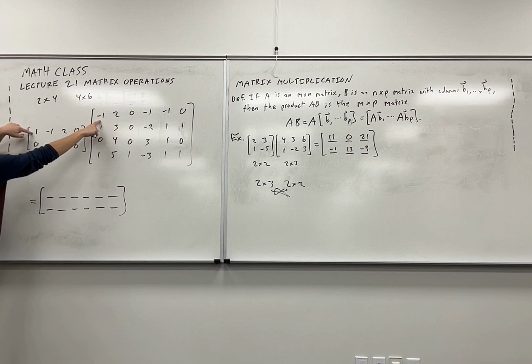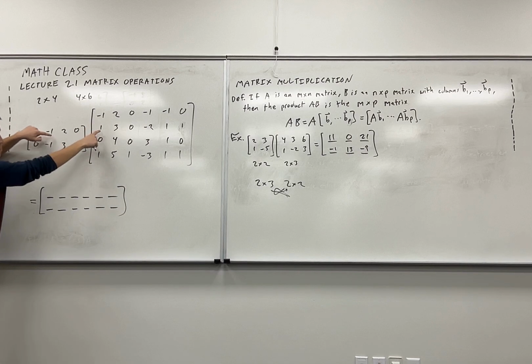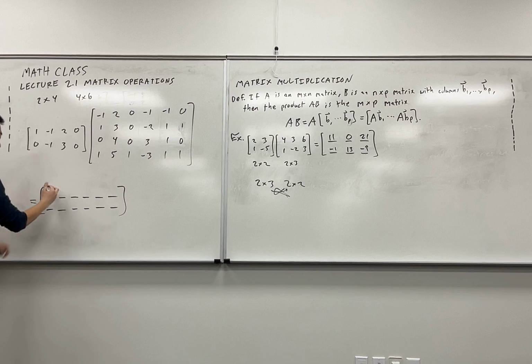-1, 0, wait, sorry, -1. -1 times -1, plus -1, so -2, plus 0, plus 0. Okay, so this is -2. Maybe I should have said it that way first. That would have made more sense.